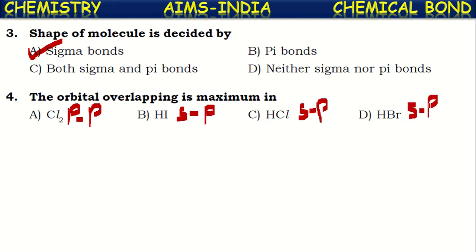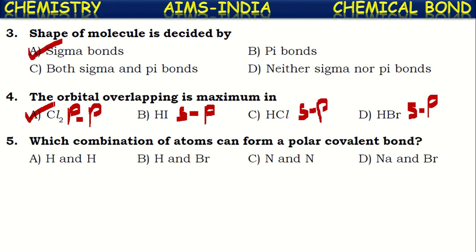Now, we know the extent of overlapping will be greater in p orbitals than in s orbital overlapping. So, in the molecule Cl2, both are p orbitals. So there we can expect the extent of overlapping to be maximum. The extent of overlapping will be maximum in the case of pp overlapping. It is somewhat less in sp overlapping, and still less in ss overlapping. So, maximum in pp overlapping.